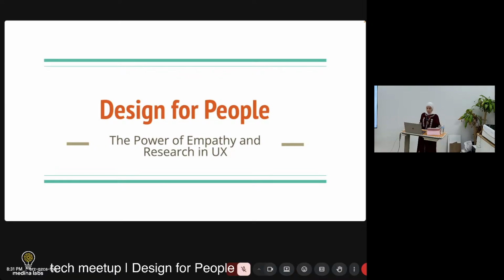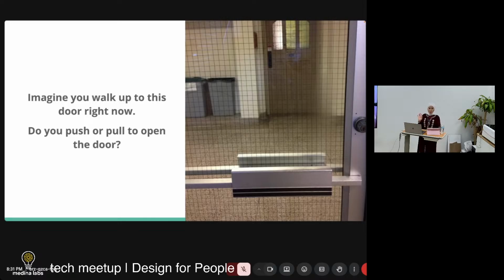I'll start by showing images of something you use every day in your everyday life. First, I would like to look at this door. Imagine that you walk up to this door right now. Do you push or pull to open this door? How many will push the door? Why?